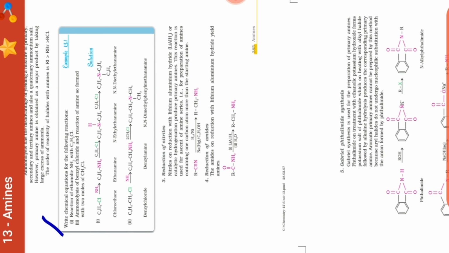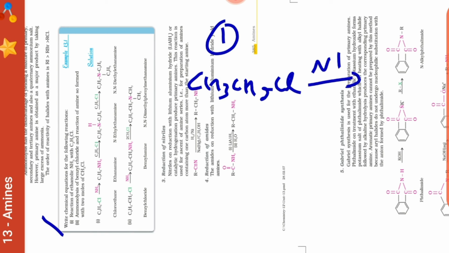Reaction of ethanolic NH3 with C2H5Cl. Then ammonolysis of benzyl chloride, and reaction of the amine so formed with 2 moles of CH3Cl. But in the first part, what are they asking you? They are asking you the reaction of ethanolic ammonia with C2H5Cl, which means CH3CH2Cl and ammonia.